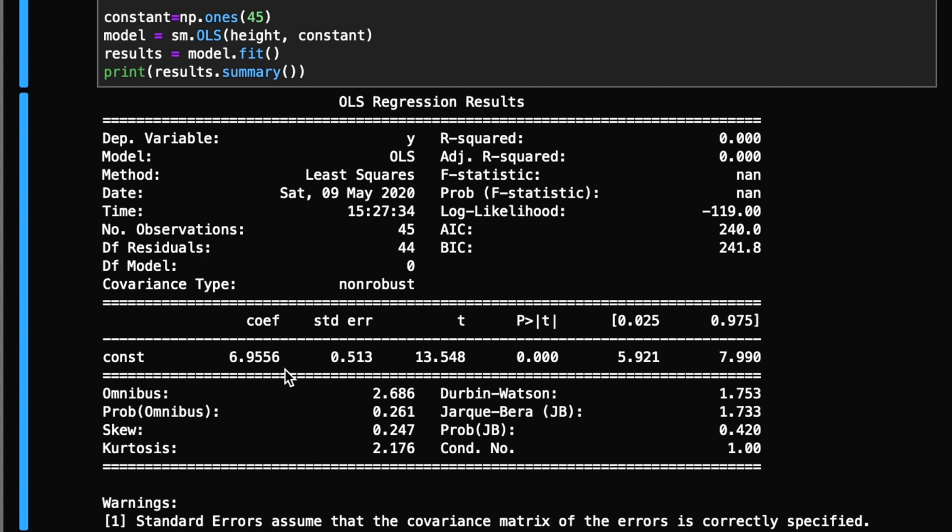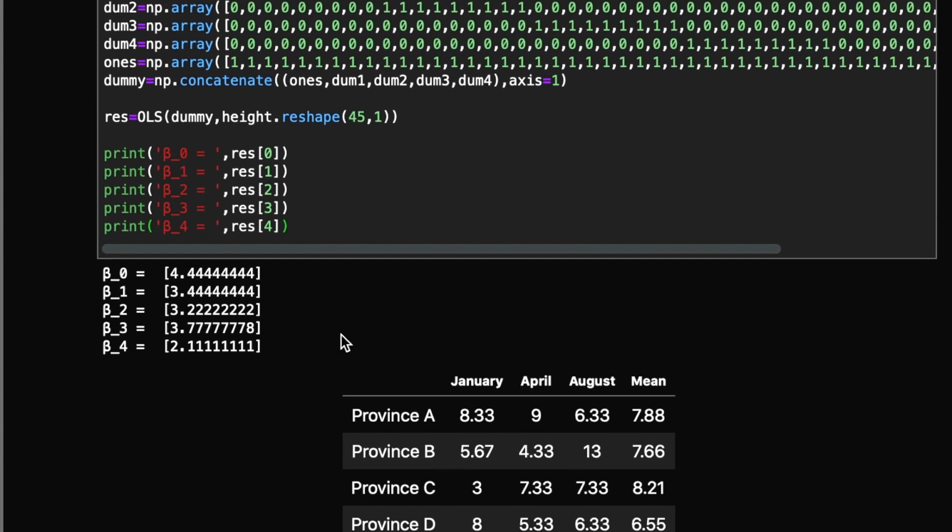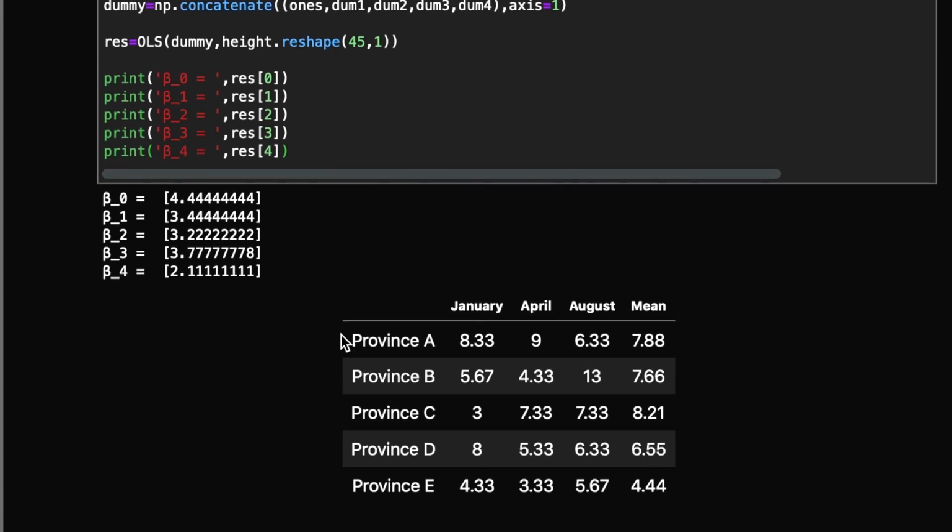If we wanted to retrieve the average height of each province, then we can regress the heights on a constant and 4 dummy variables for any of the 4 provinces. Here are the regression results. The coefficient of the constant term is now 4.44, which represents the average height of province E, the one for which I did not include a dummy. For province A, mean height is the sum of 4.44, the estimate of the constant, and 3.44, the estimate of the dummy for province A. So we have 7.88 as the mean height of province A. Likewise, we can verify the mean heights for other provinces by comparing with this table.